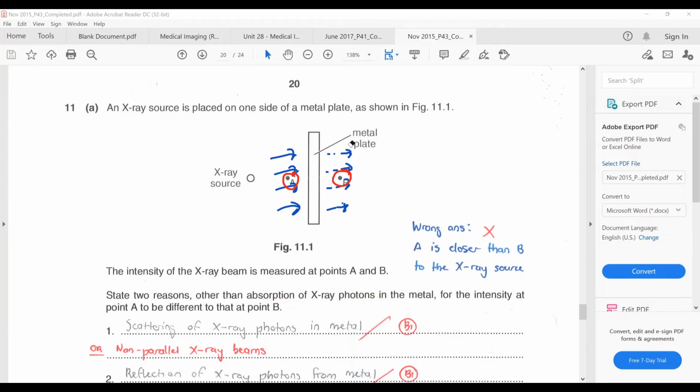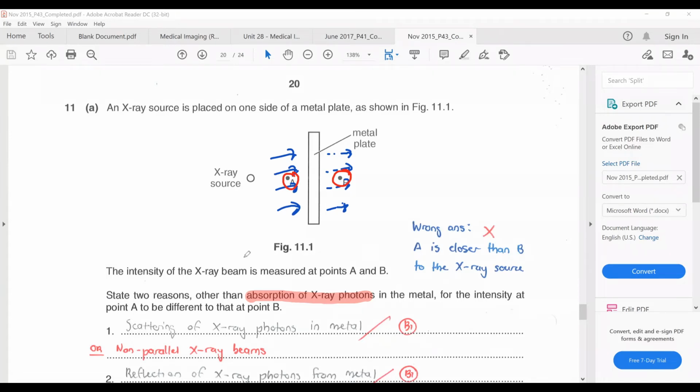If your line of thought was that because the medium is already absorbing part of the X-ray, that's why the values will be different behind the plate than in front of it, that one is correct, but that point is already written in the question, so you cannot use this as your answer anymore. You have to talk about something else, about why your intensity varies between point A and B.